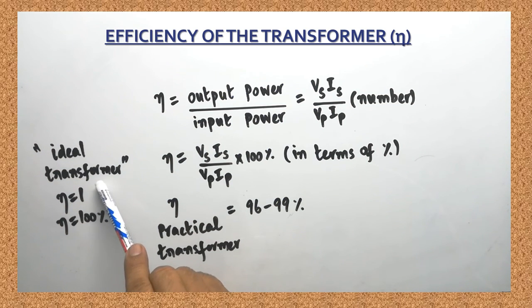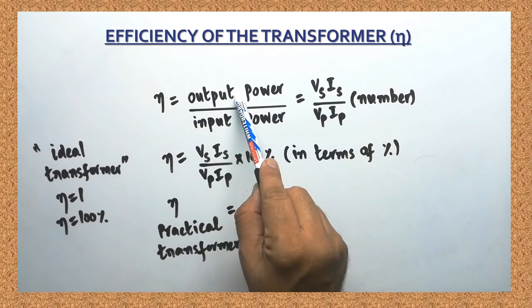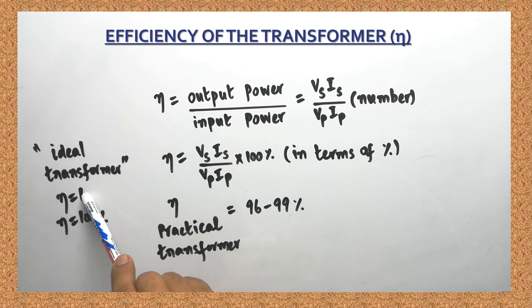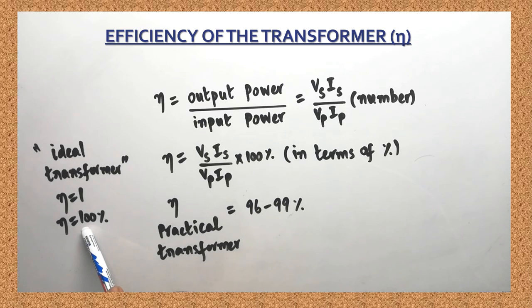In the case of ideal transformer, it's an imaginary one, both the input power and output power will be equal. Therefore, if you calculate eta, that is efficiency, you will get 1. If it is calculated in terms of percentage, you will get 100%. But practically, no transformers have 100%. Due to some energy losses in the transformer, they are called practical transformers. Due to energy losses, their efficiency value will be in between 96 to 99%.